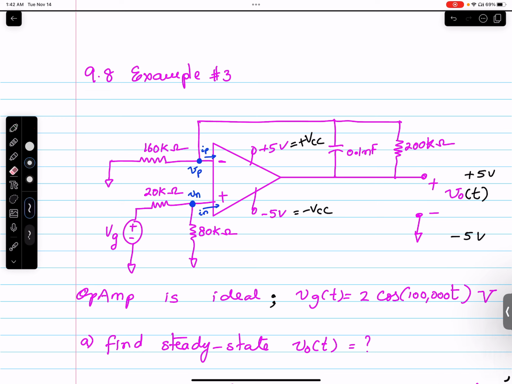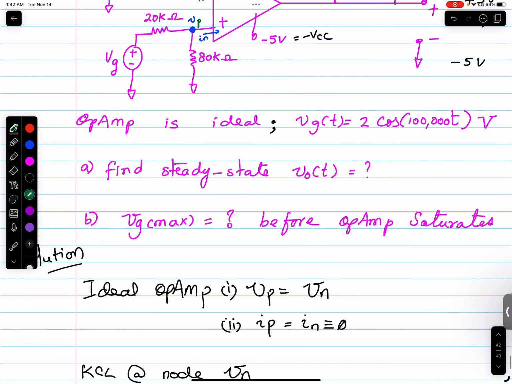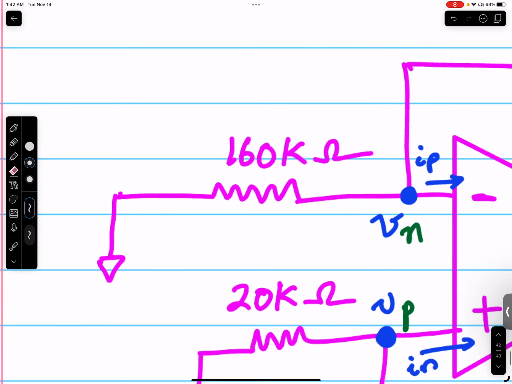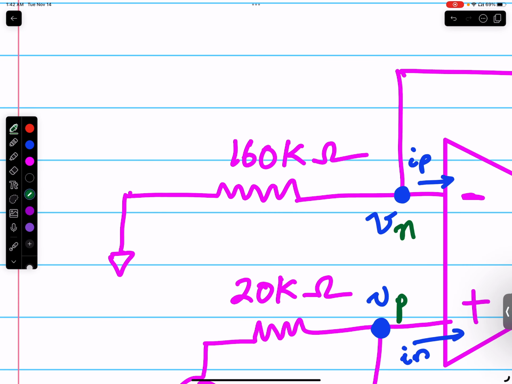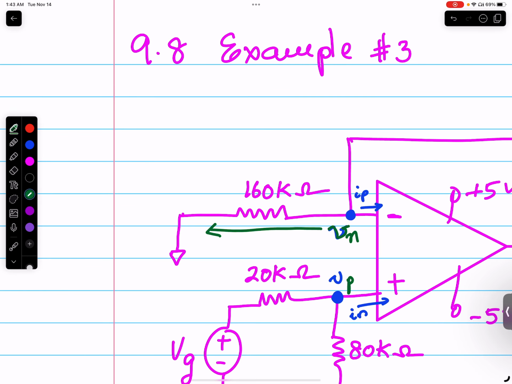hold on one second. I have this backwards. This is Vp, this is Vn. So let's write KCL at node Vn then. When we are writing KCL at node Vn, there is a current here that goes this way. There is a Vn and IP, IN and IP. So this is the positive terminal. On the top is the negative terminal. We have negative feedback.